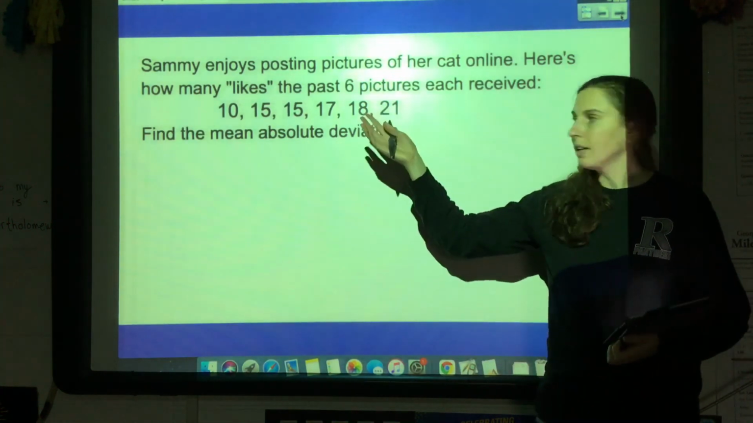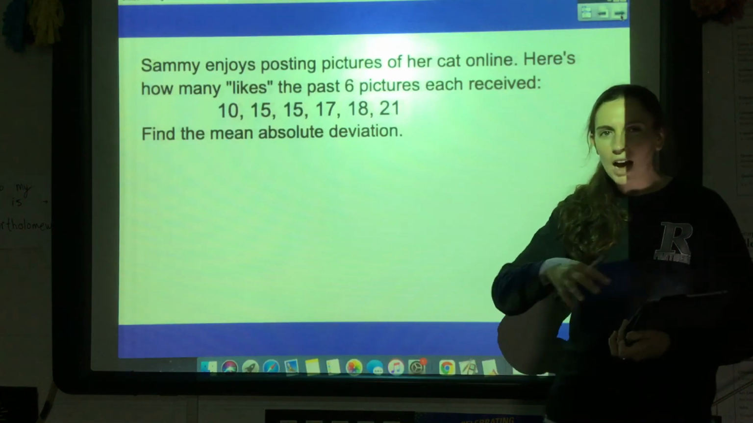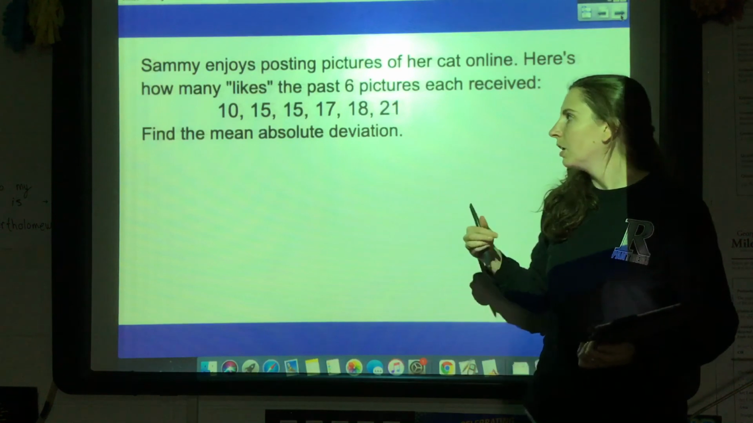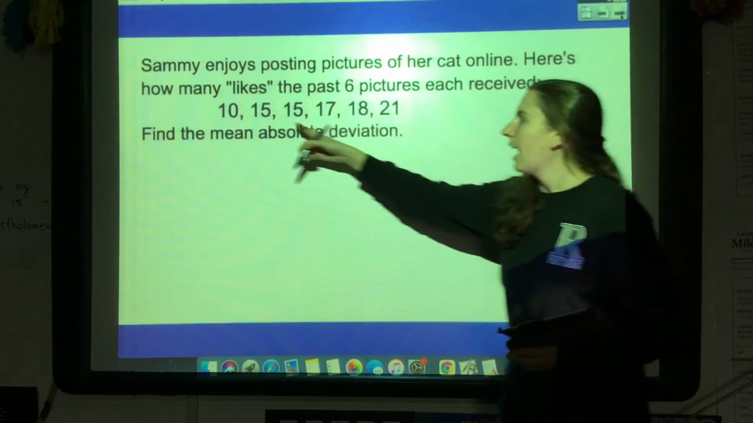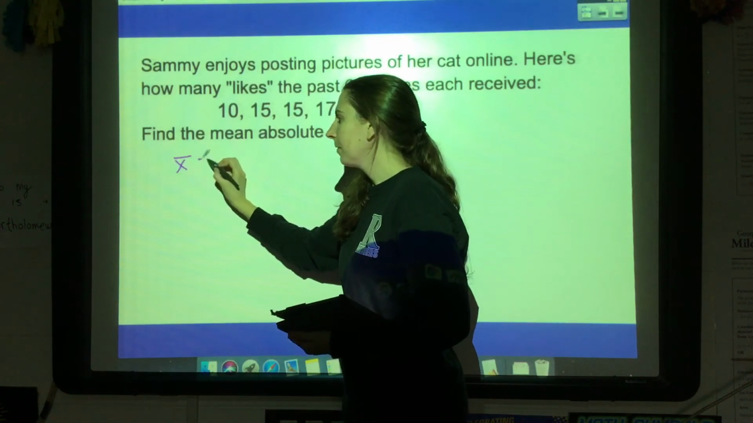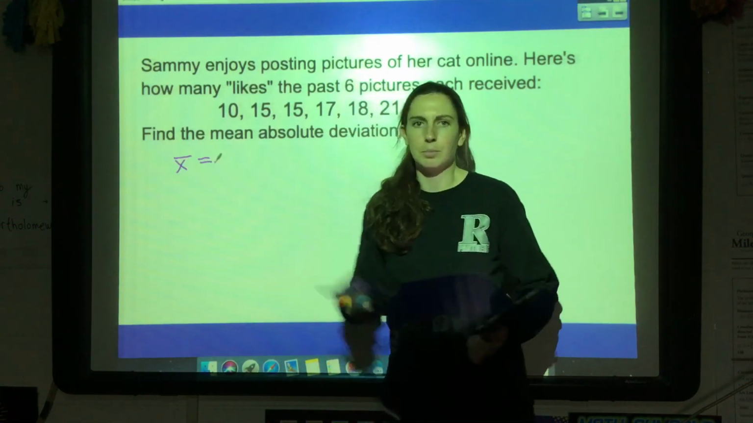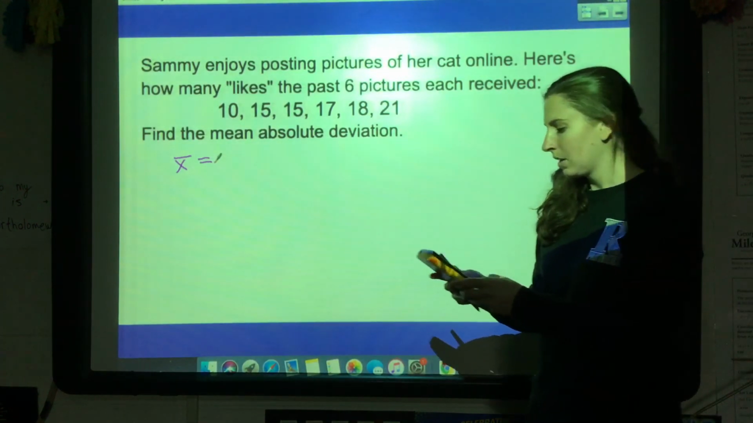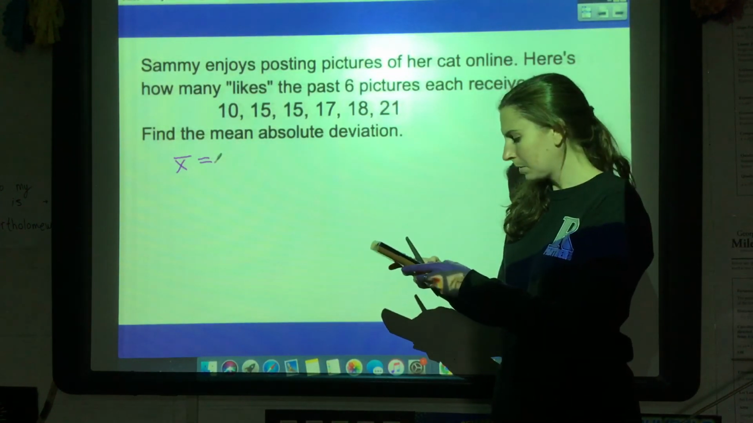So the mean absolute deviation basically works like this. You find the mean, and then you figure out how far each of the data points are from the mean. So let's start by finding the mean. Add these up and divide by 6. That gives you the mean. Remember the mean? We use this X bar symbol to represent the mean. So I'm going to add those up.